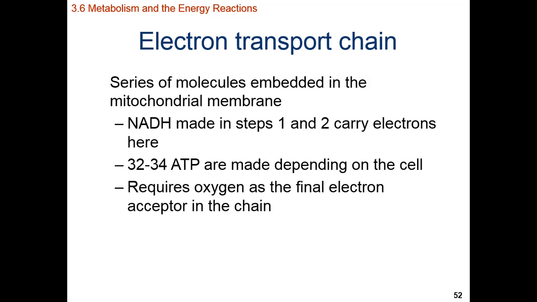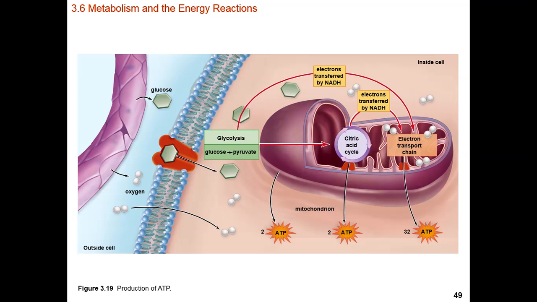Depending on the kind of cell, we can make 32 ATP in the electron transport chain or up to 34 ATP. Something that's notable about the electron transport chain is you need to have an electron acceptor at the end, a final electron acceptor. For human beings, our final electron acceptor is oxygen. So that's why we need to inhale oxygen, so that we can have those oxygens in the electron transport chain to act as the final receiver of the high energy electrons that have been ripped out of our glucose from glycolysis and the citric acid cycle.